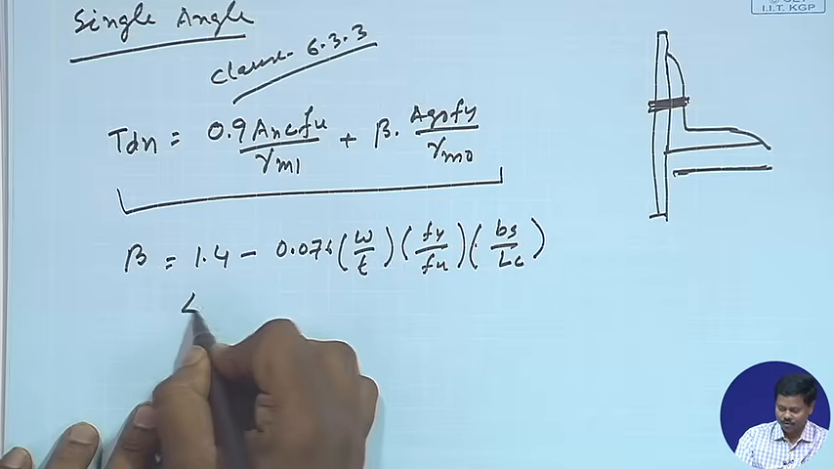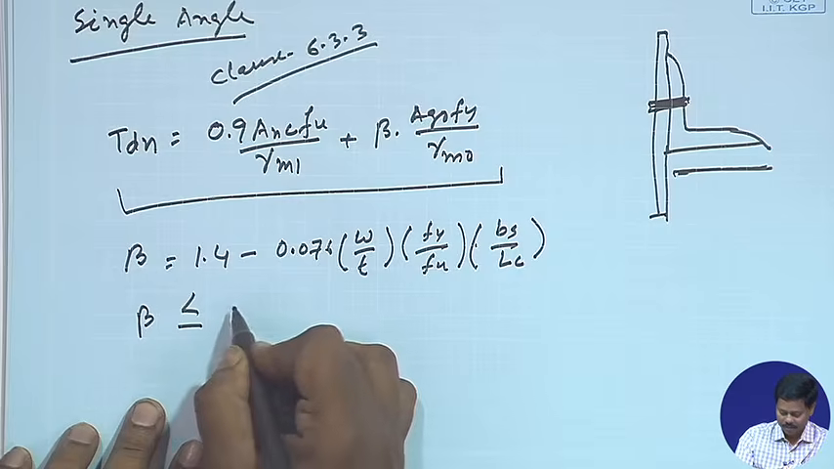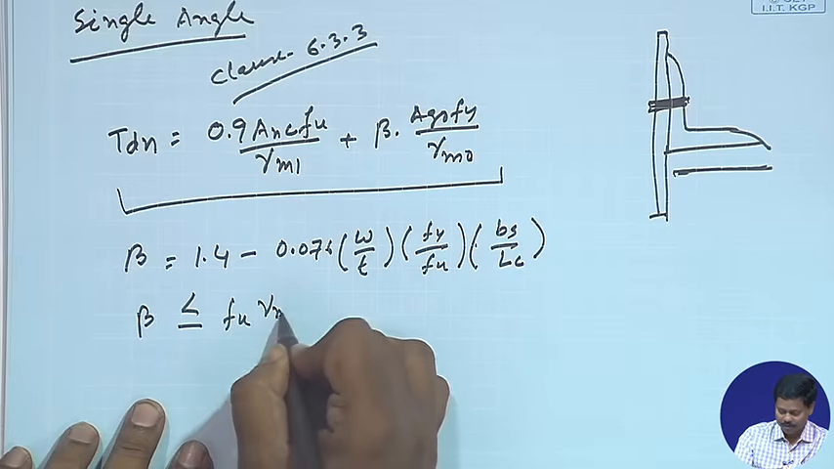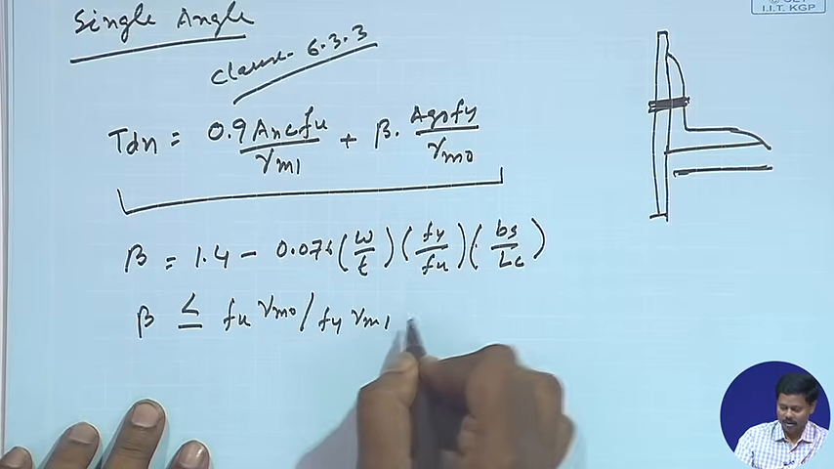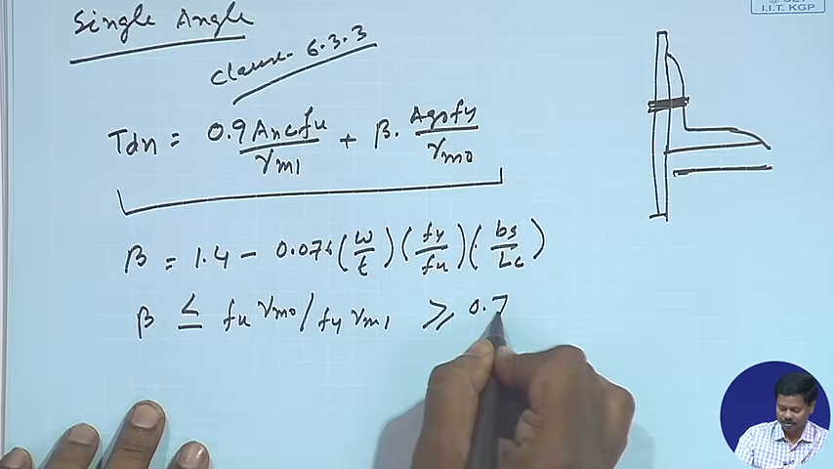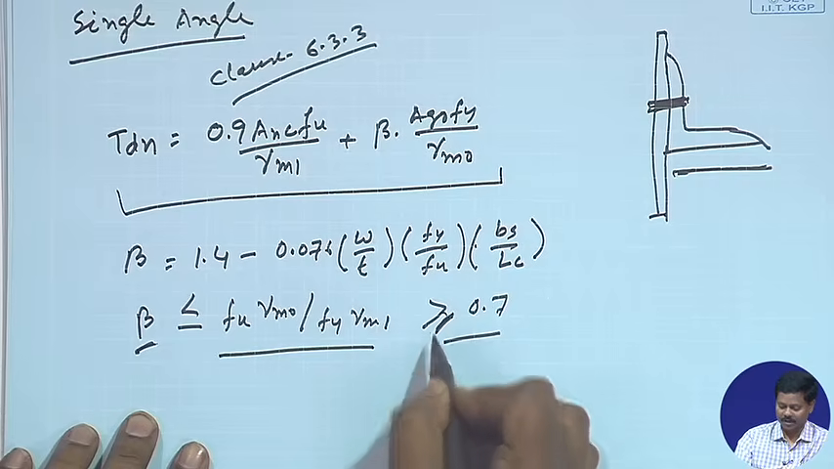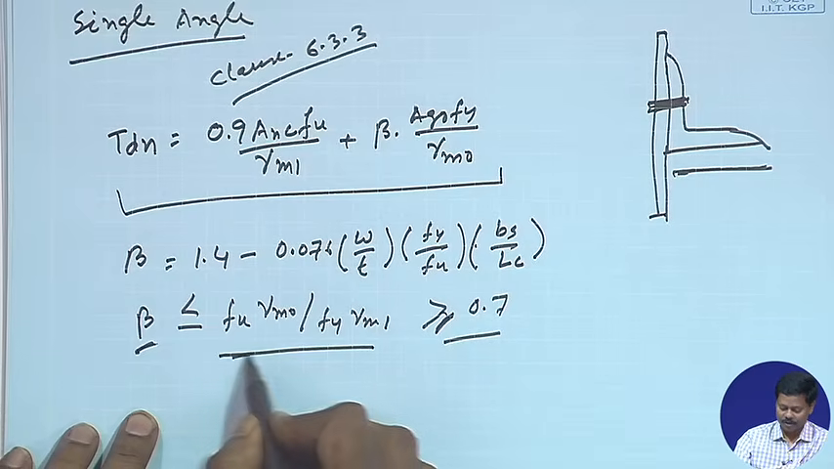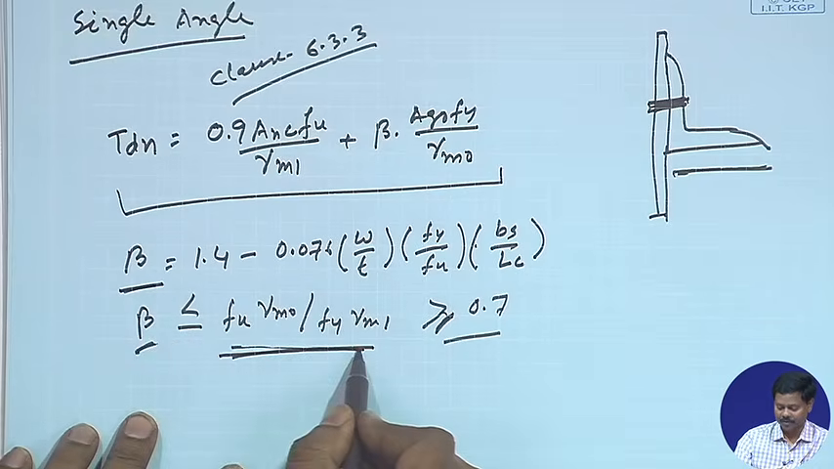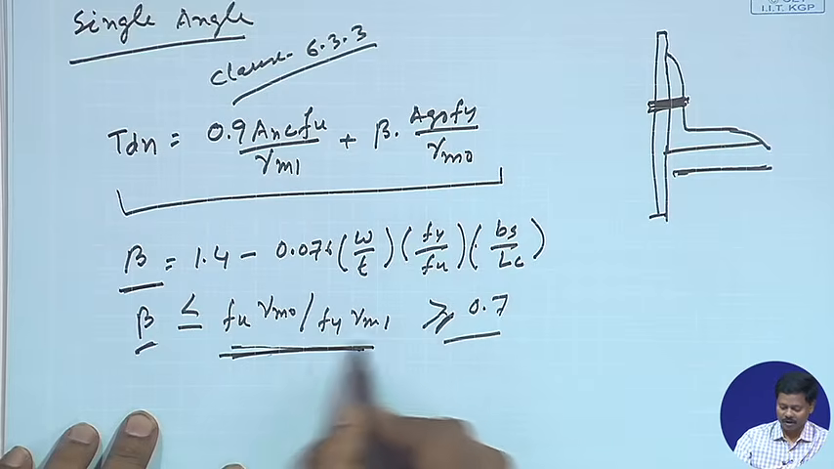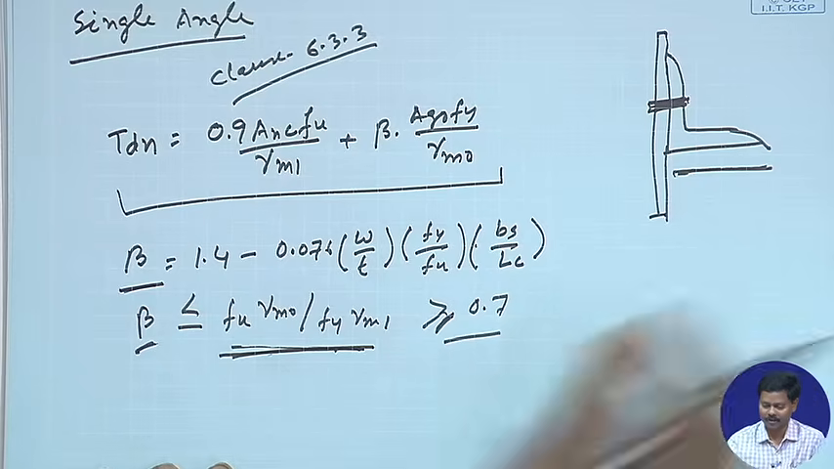right, and this beta should be less than or equal to Fu gamma m0 by Fy gamma m1, and should be greater than or equal to 0.7. So beta should vary from this value to this value, meaning it should be greater than 0.7 and less than this. We have to calculate beta and check whether it comes under this condition or not. If not, then we have to consider the limiting value.